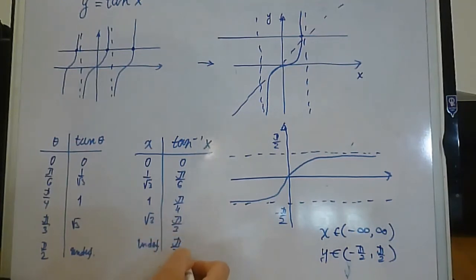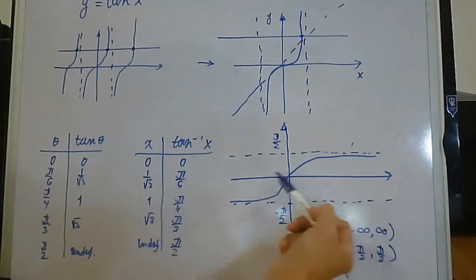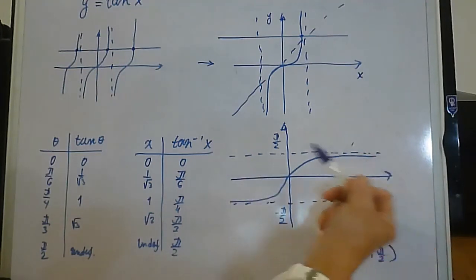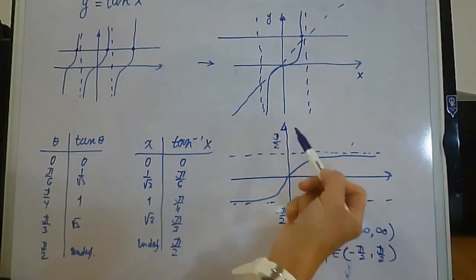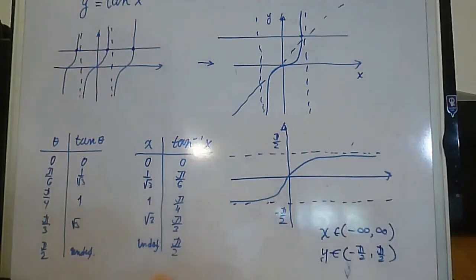Well, that's not actually the angle pi over 2 going to produce undefined. We're just going to remember that when x goes to either positive infinity or to negative infinity, the value of tangent inverse is going to approach pi over 2, but it's never going to be equal to pi over 2 because it's an asymptote, right?